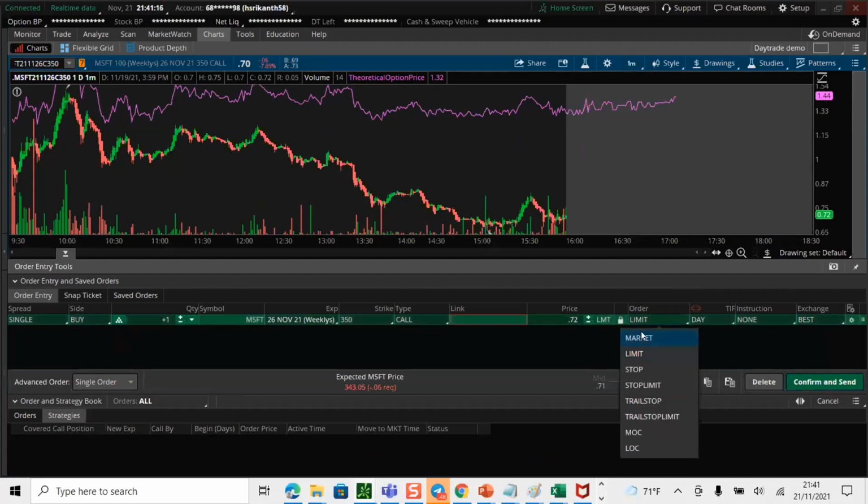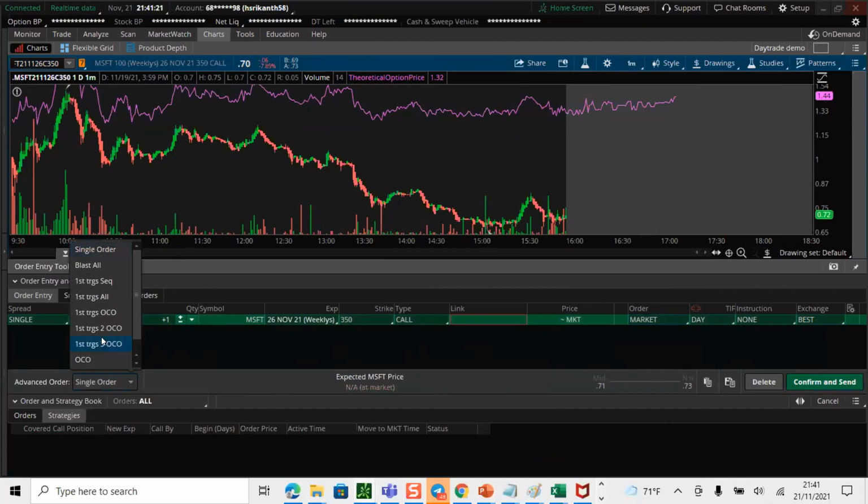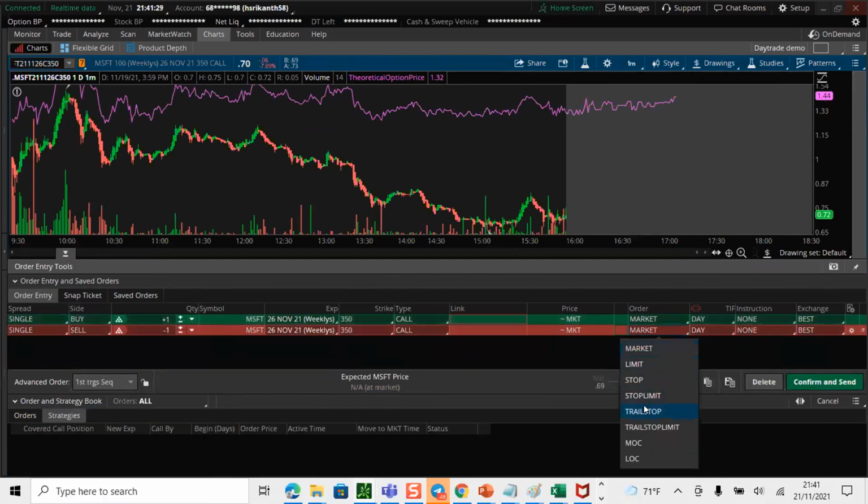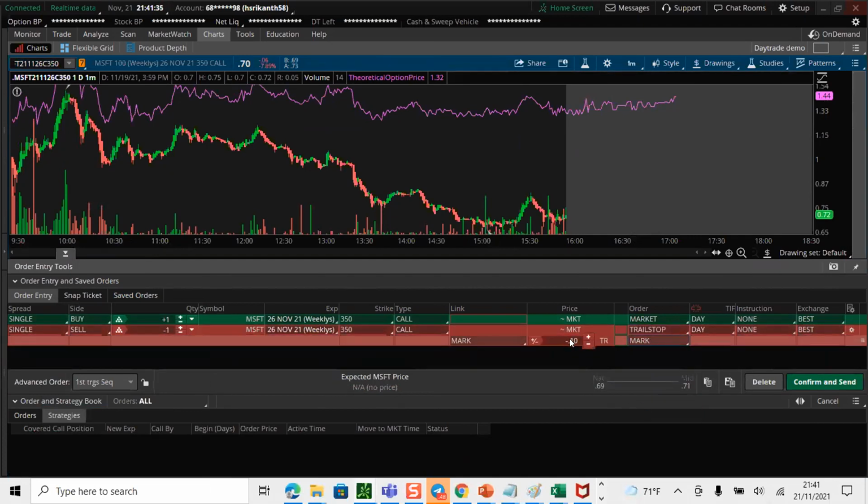I want to buy at a market price, and at the same time I want to create a sell order also. All of a sudden you can see the trailing stop. You can see right here. You can see the moment it drops by, let's say, minus 0.35. You can set up. There's a different way you can do this here.